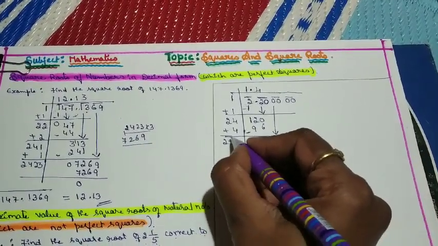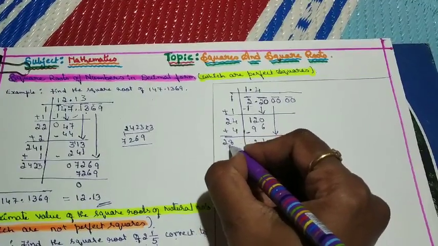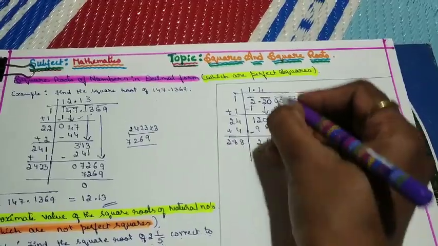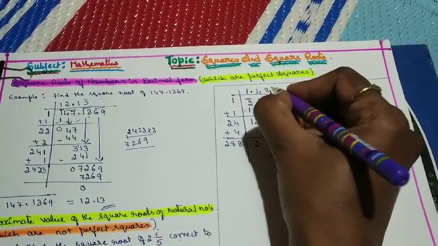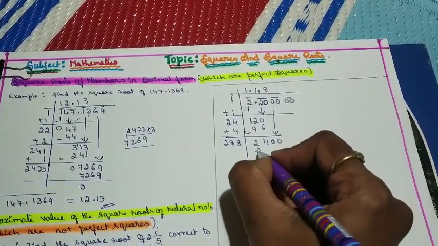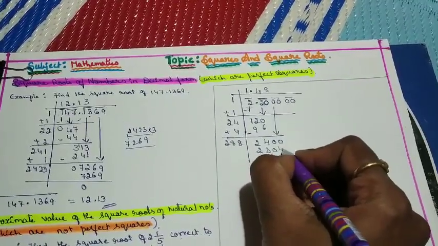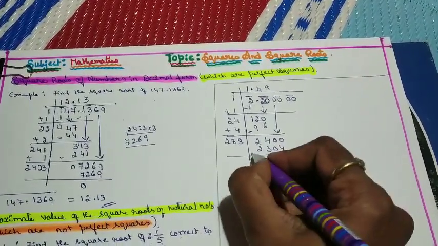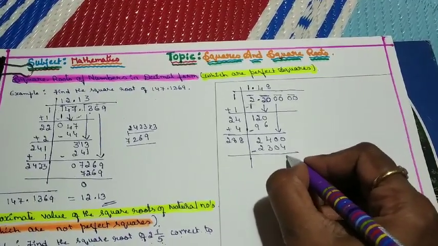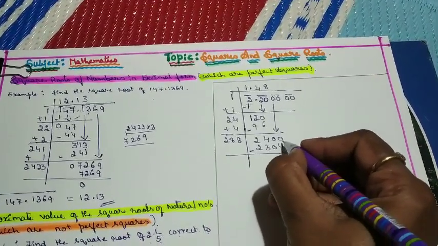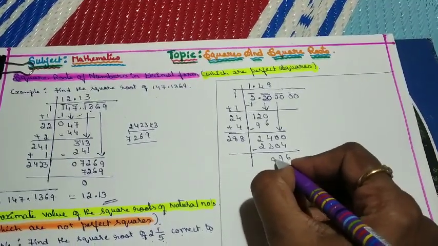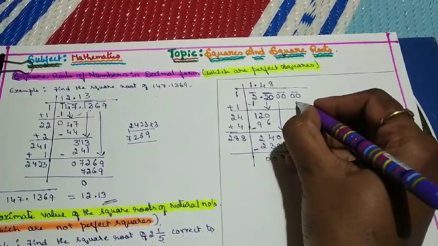But here I have 2, that is 100 place we have 2. So I'll go better with the 8s. 288 into 8 is 2304. That is 2304, which is smaller than 2400. Then go for subtraction. 10 minus 4 is 6. And next here 9. 9 minus 0 is 9. Then these both become 0. Bring the next period.